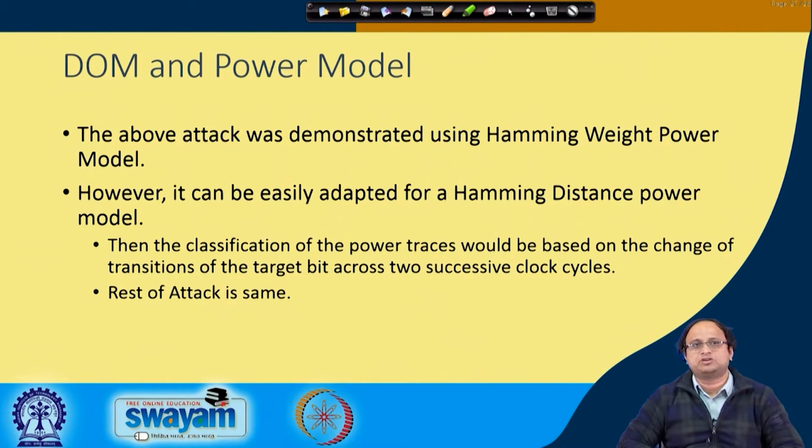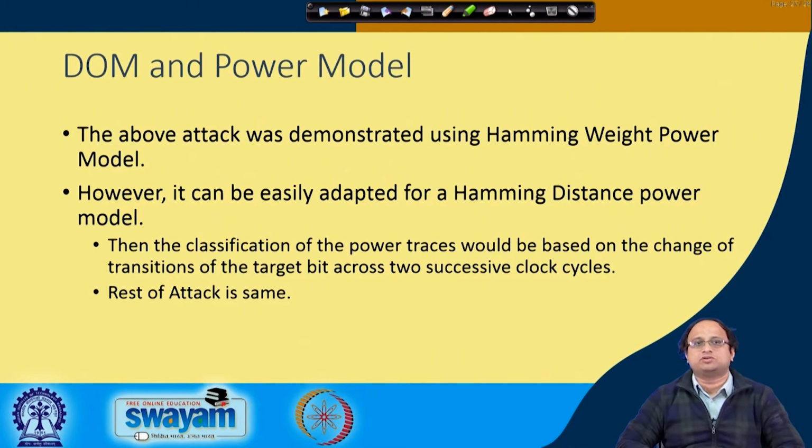So that brings us to the link between difference of mean and power model. As we have discussed previously, the power models can be of different types, for example Hamming weight and the Hamming distance power model. So the question is, how can you adapt your technique for the Hamming distance power model? And if you think, it can easily be done.